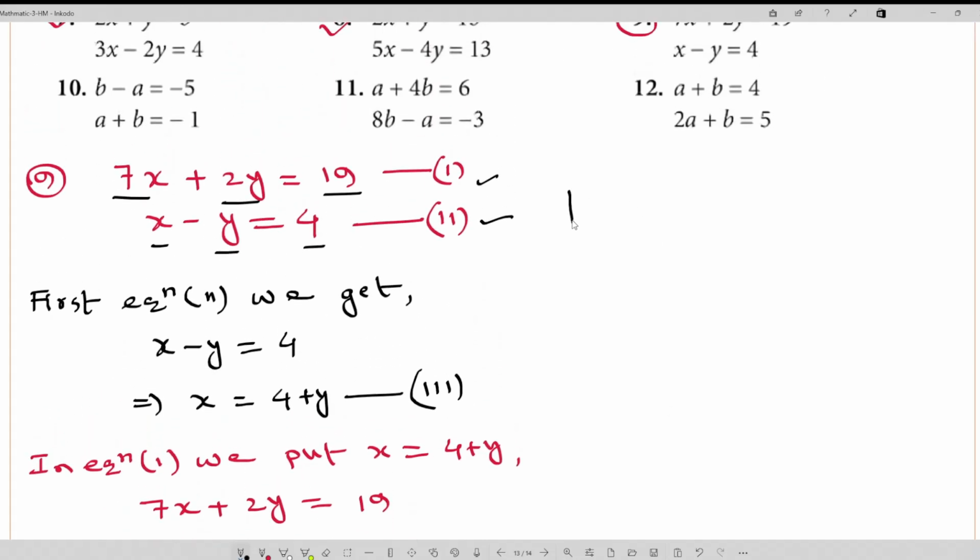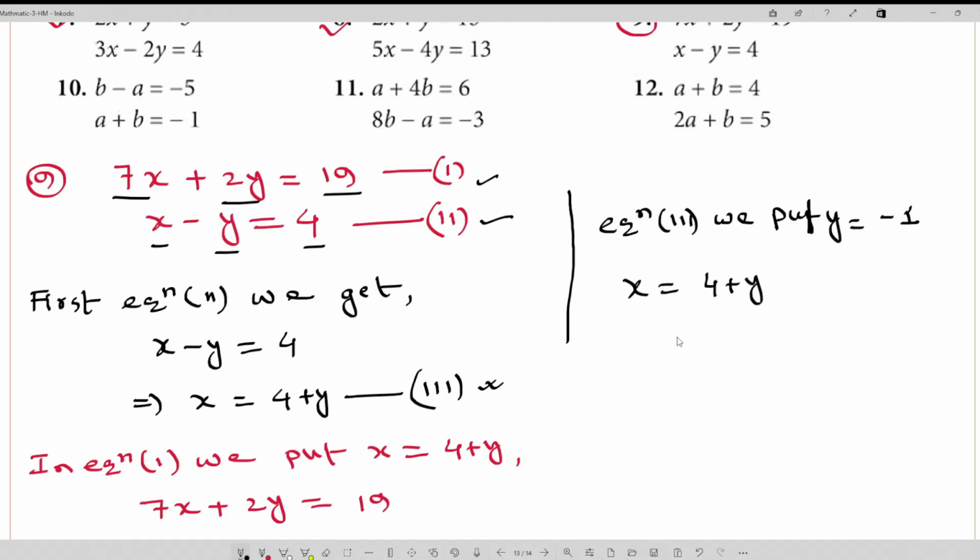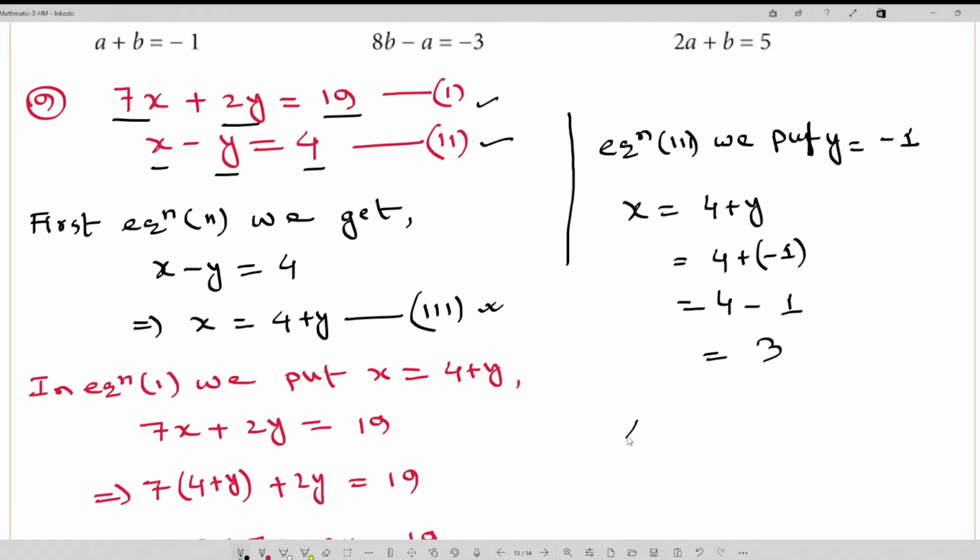Now in equation 3 we put y equals minus 1. So equation 3 is x equals 4 plus y. So 4 plus y means 4 minus 1, and the result is 3. So what have we got? x and y equal 3 and minus 1. Okay, done.